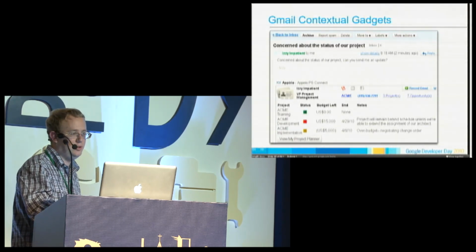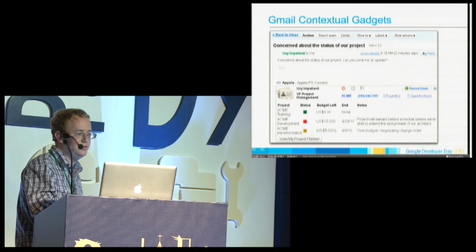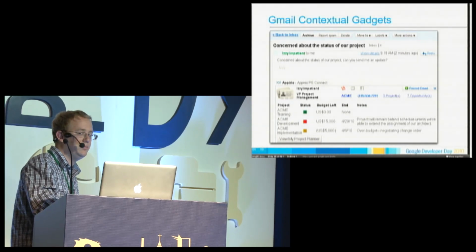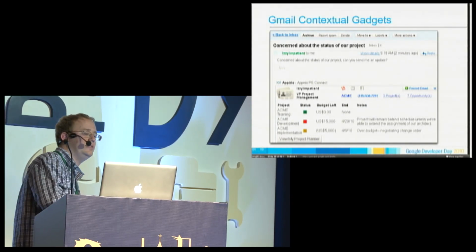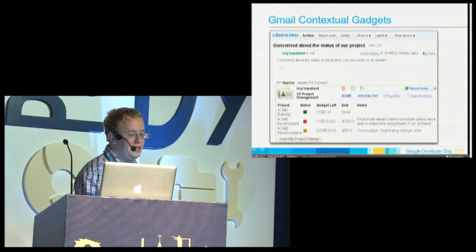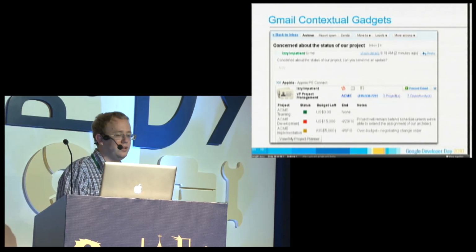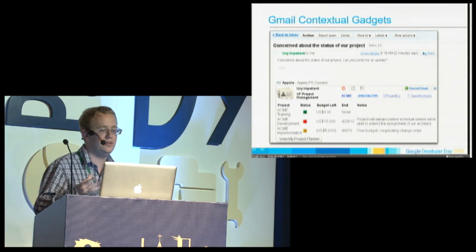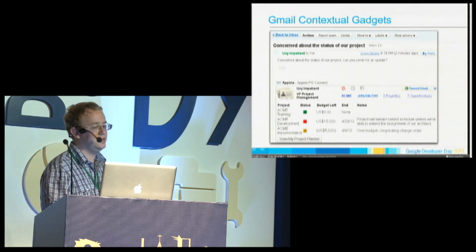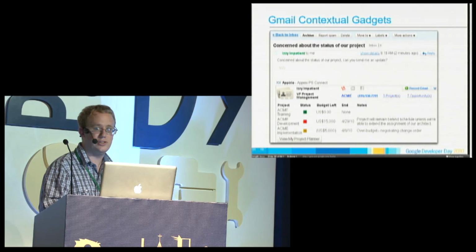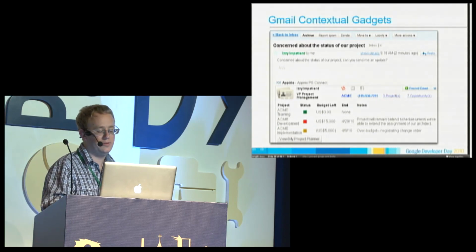Here's one last example of contextual gadgets, and this is from a company called Aperio. Aperio is a consulting company, and when they receive an email from one of their customers, they can look up that customer's project information in their internal systems and their CRM application, and provide that information right there.